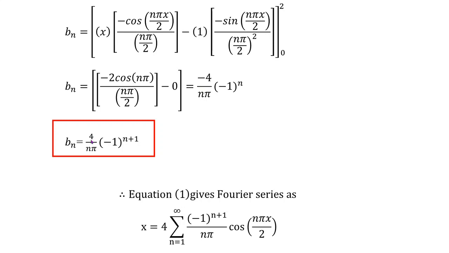we will have the value of Bn as 4 by n pi, and by the law of indices I can write -1 into (-1) raised to power n as (-1) raised to power n plus 1. So therefore we have obtained the value of Bn.